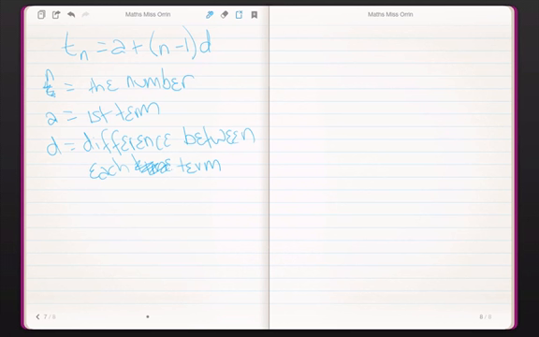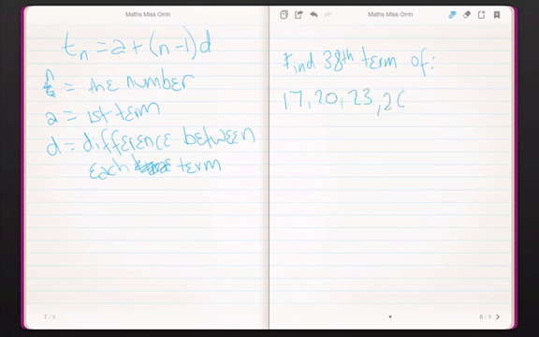Let's have a go at an example. Find the 38th term of the following sequence: 17, 20, 23, 26, etc. We can tell that there are three numbers between each one. a is the first term, so it's 17. d is 3. n is 38 because we're asked to find the 38th term.